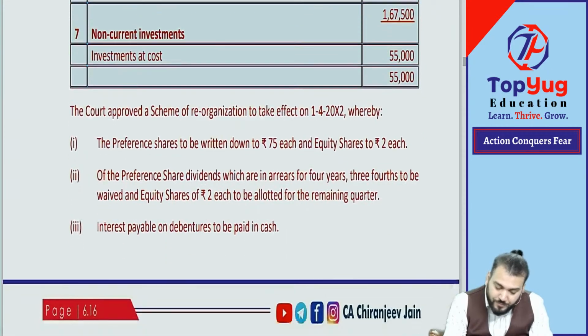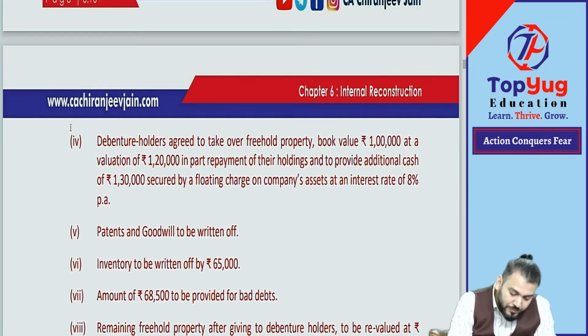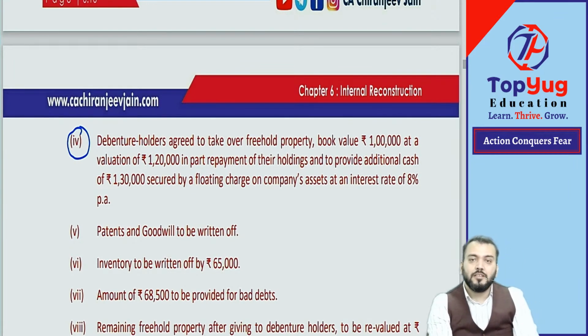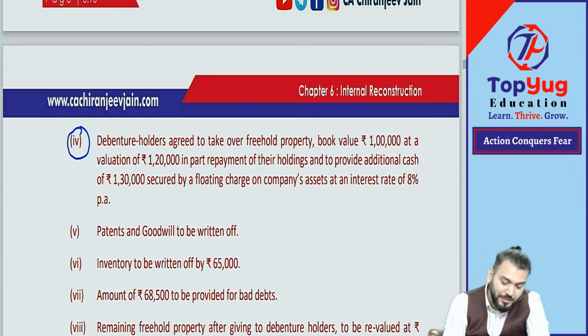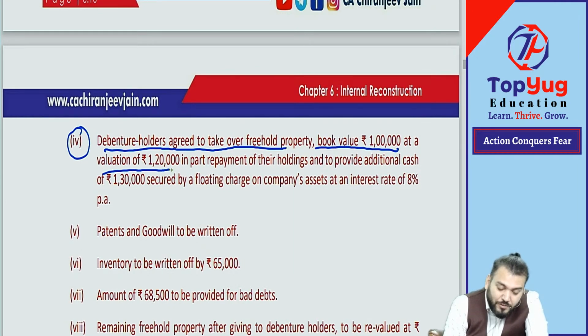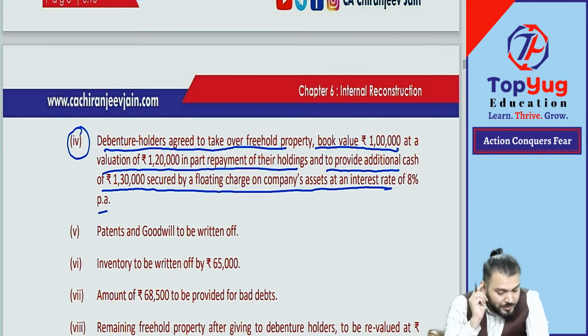Come to the next point. Point number 4. This is, I will say, a very favorite point of the institute. Normally they give it to confuse you, thinking that you will make a mistake in such a point. That is why they normally ask this type of point. What is given? Debenture holders agree to take over freehold property, book value of rupees 1 lakh, at a valuation of 1,20,000 in part repayment of their holding, and to provide additional cash of rupees 1,30,000 secured by floating charge on company's asset at an interest rate of 8% per annum. Have you understood?